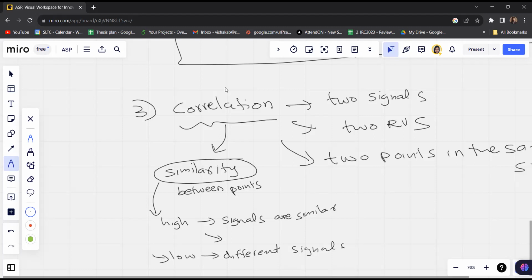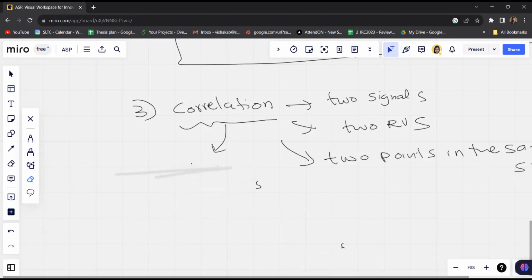However, if it is high, we know that maybe a very similar signal is occurring in another time instance, or we are comparing two very similar signals. So that is what we are trying to find as correlation, right? So we will get into the definition of correlation.